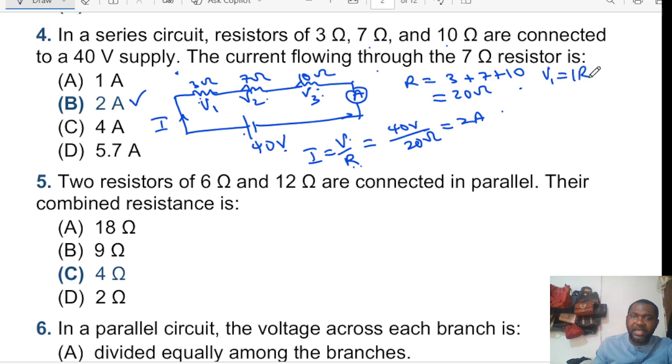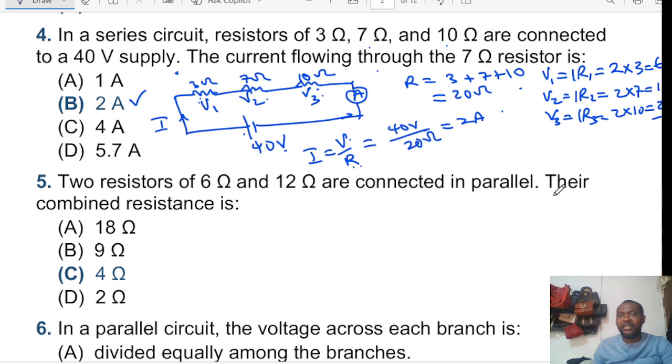If I want to find each voltage, very easy. V1 is going to be IR1, the same current. V2 is going to be IR2, V3 is going to be IR3. This is how you treat a series connection. So the voltage across this one here, the current is 2, so 2 times 3, which is 6. This one is 2 times 7, which is 14. And this one is 2 times 10, which is 20.